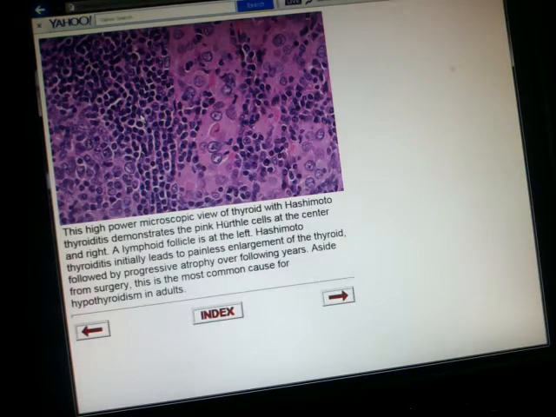This is a high power of Hashimoto thyroiditis. It demonstrates the Hurthle cells. The simple cuboidal lining of follicles in Hashimoto thyroiditis becomes metaplastic to Hurthle cells, which are large cells with abundant granular eosinophilic cytoplasm and central rounded nuclei.